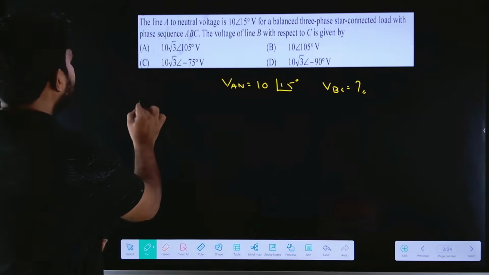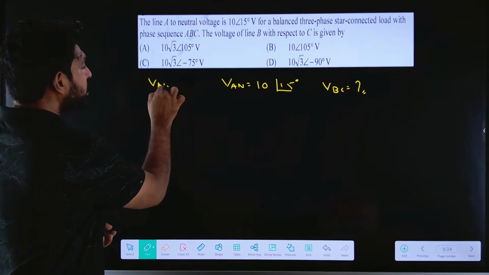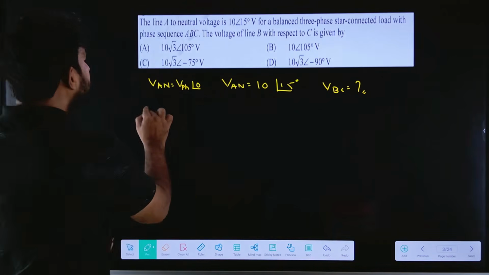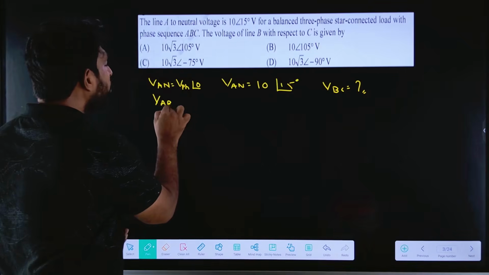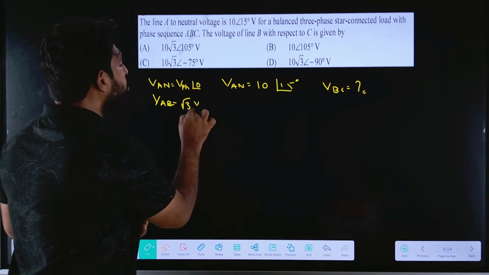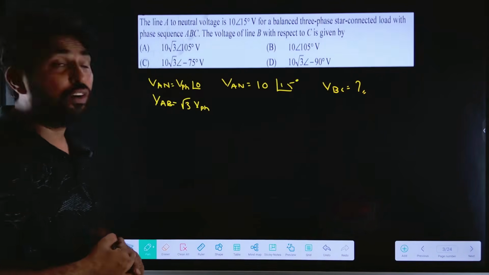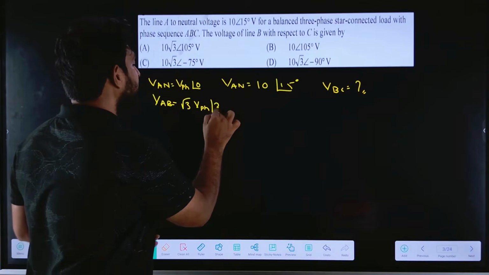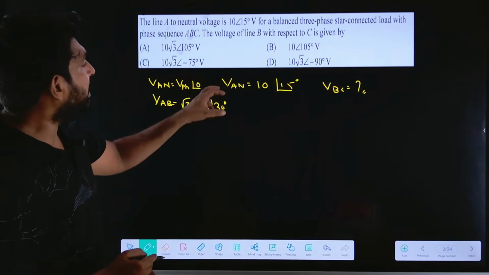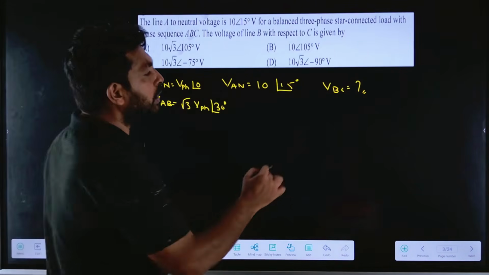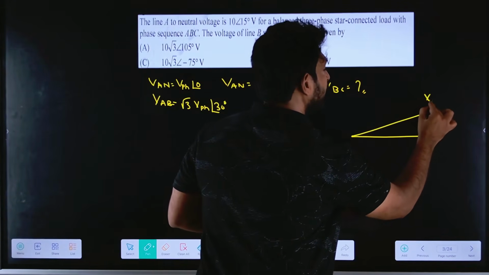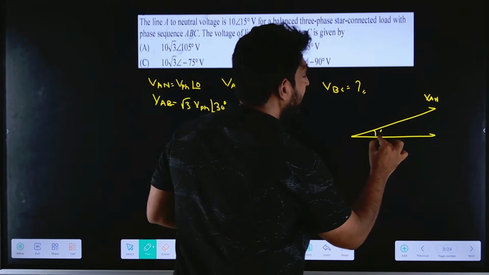For example, if I take VAN as a reference, that is V phase at an angle 0. So what is VAB? VAB is the line voltage, which is root 3 times the phase voltage, at an angle of plus 30 degrees. The line voltage leads the phase voltage by 30 degrees. But the reference is somewhere else. So the reference is like this, and VAN is like this.